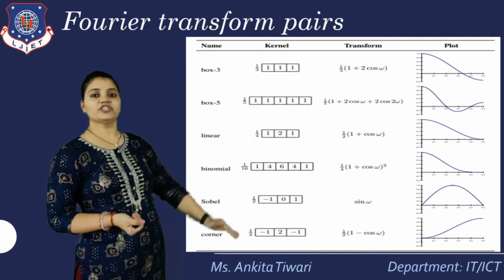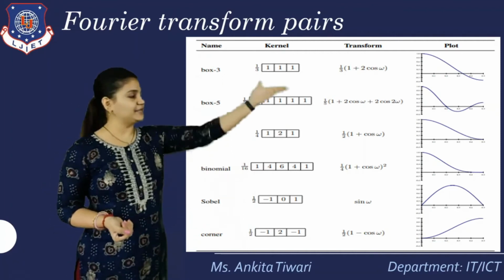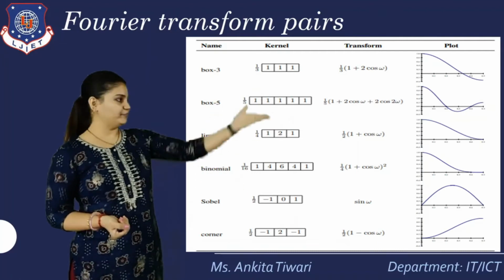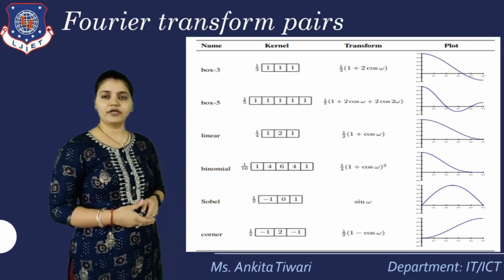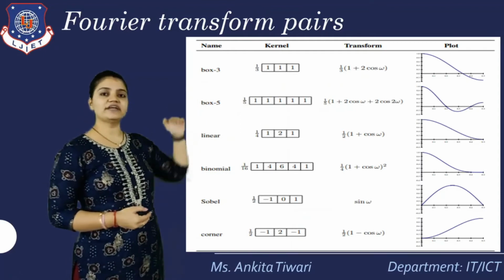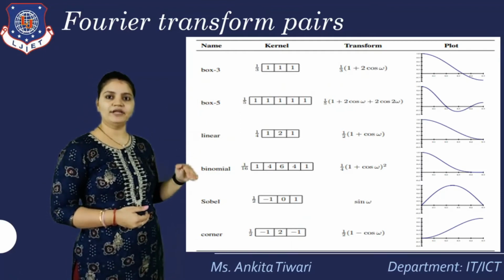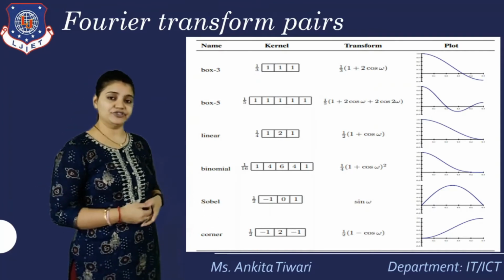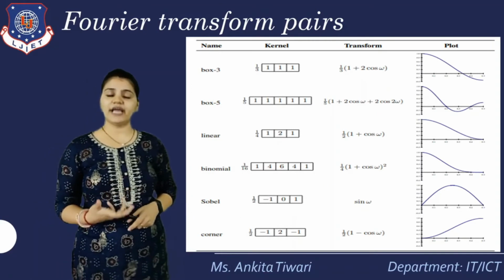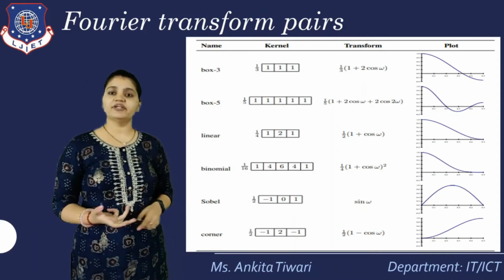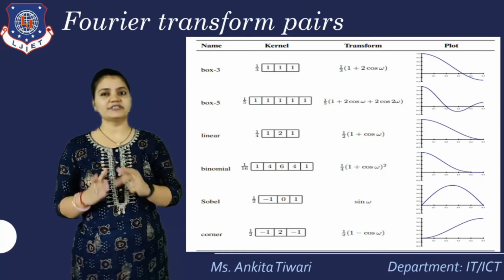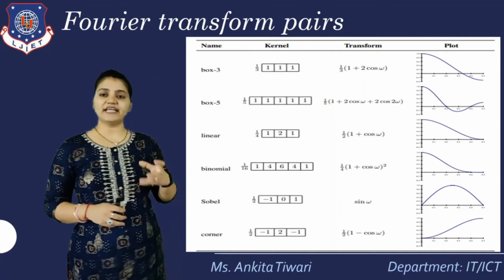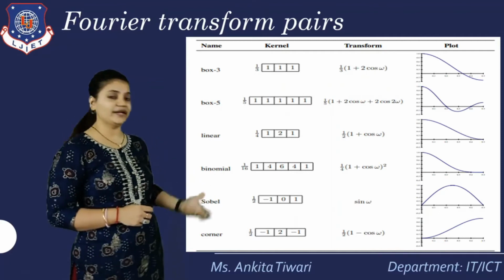Then we have the transformation with respect to the equations that we have, and the plotting of these values defined in the formulas, in the form of waveforms or graphs. With respect to that, we have the box 3 filter, then box 5, linear, binomial, Sobel, and corner. Sobel and corner are edge detectors that are available to detect the edges, different edges meaning thick, fine, thickness, thinness. So these are the different edge detector properties defined by Sobel and corner.